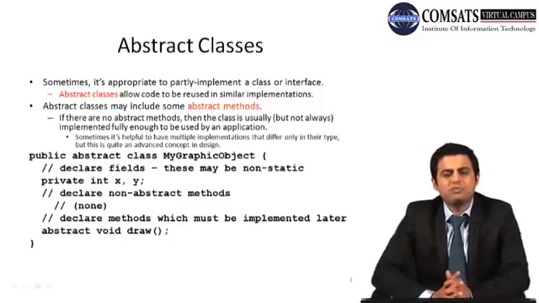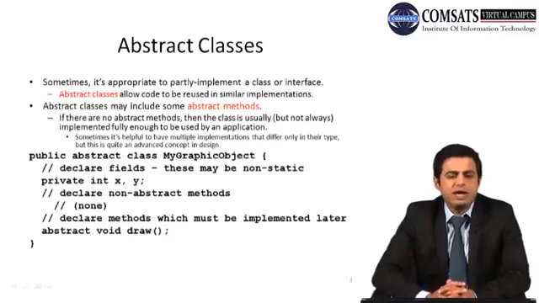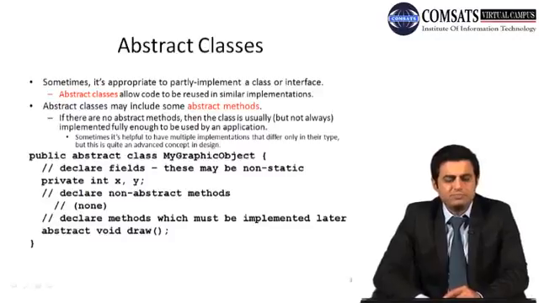So sometimes it's appropriate to partly implement a class or interface. Abstract classes allow code to be reused in similar implementations. Abstract classes may include some abstract methods as well, and remember, you have to write the same abstract keyword with them. If there are no abstract methods, then the class is usually, but of course not always, implemented fully enough to be used by an application. Sometimes it is helpful to have multiple implementations that differ only in their type, but this is quite an advanced concept in the design. So first we're going to only look at the simple concept of abstract methods.